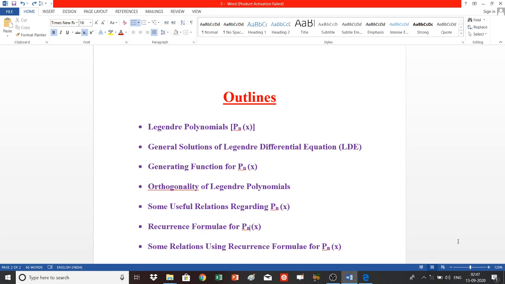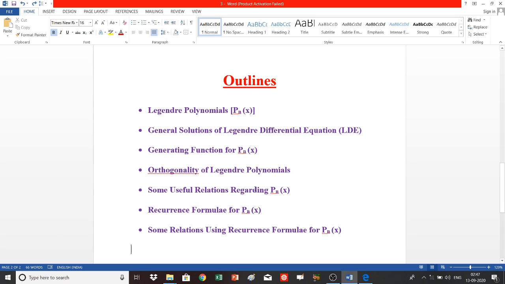then general solutions of Legendre differential equation, and after that the generating function for the Legendre polynomials Pn(x), followed by orthogonality of Legendre polynomials, and then some useful relations regarding Pn(x), that is, regarding the Legendre polynomials, and after that recurrence formulae for Pn(x), and finally some relations using recurrence formulae for Pn(x). That is, there are some relations which will depend on different recurrence relations of Pn(x).